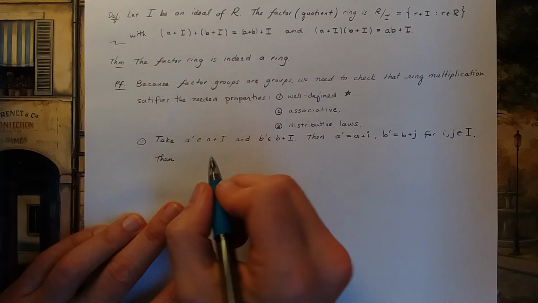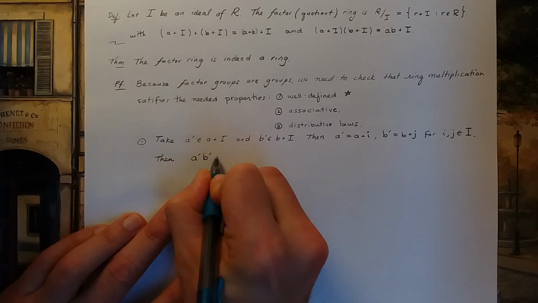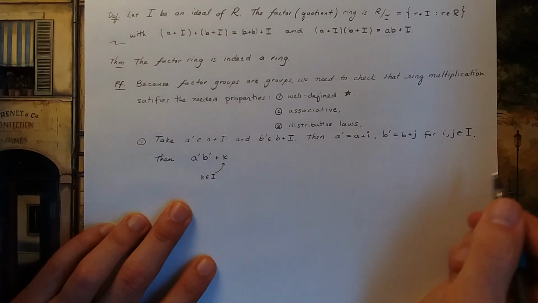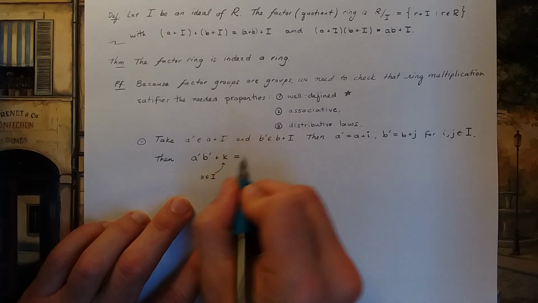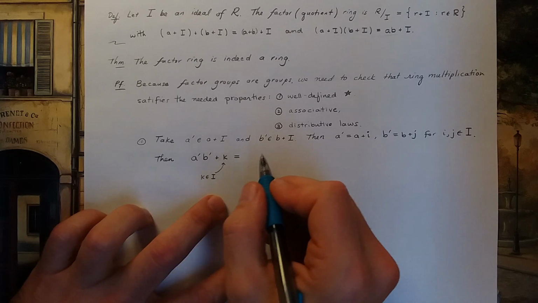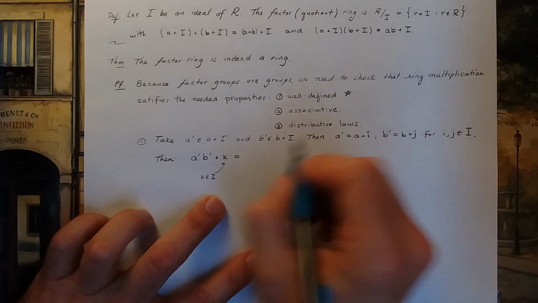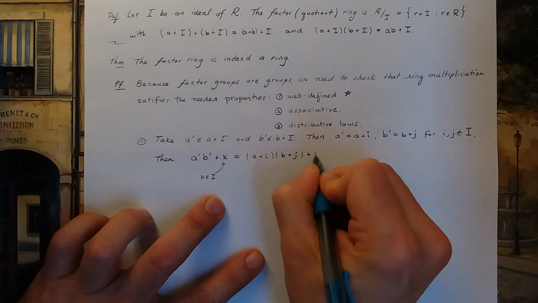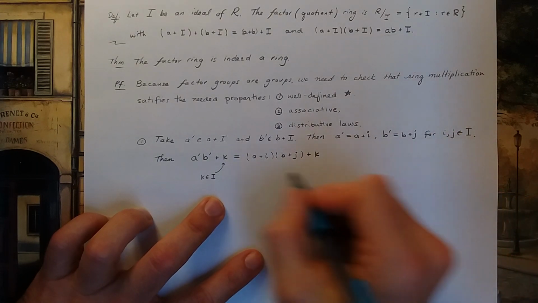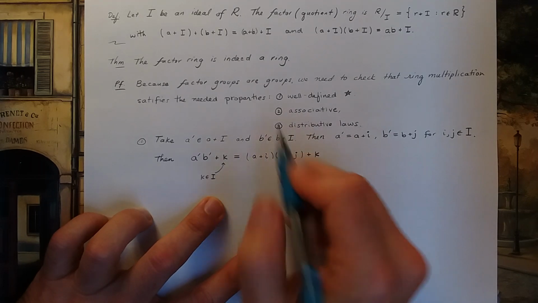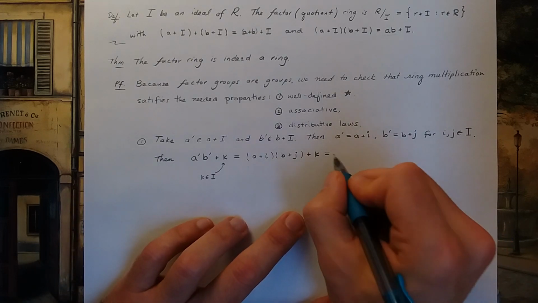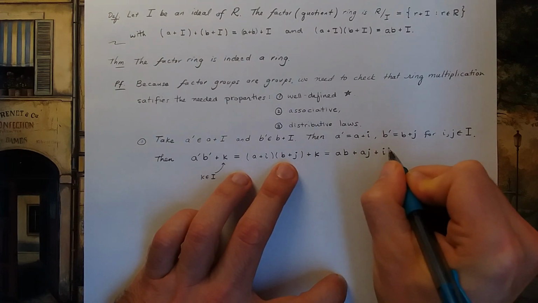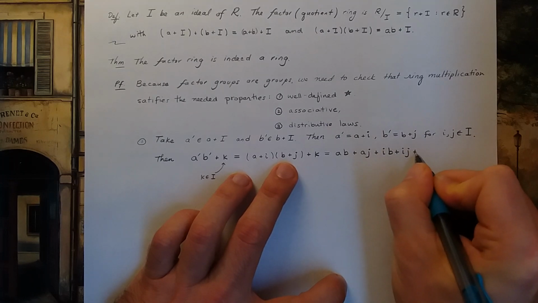Okay, then what do we have? Then I'm going to consider A prime, B prime plus some K. This K here, I want also to be in my ideal. So A prime, B prime plus K, using what I know about A prime and B prime, can be written as A plus I times B plus J plus K. Now all the distributive properties hold. These are just elements in my ring R. So I can expand everything and get AB plus AJ plus IB plus IJ plus K.